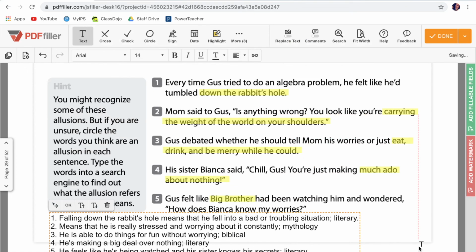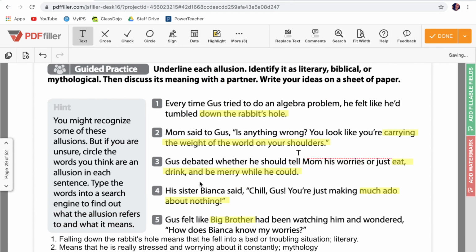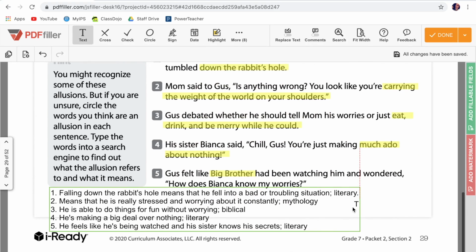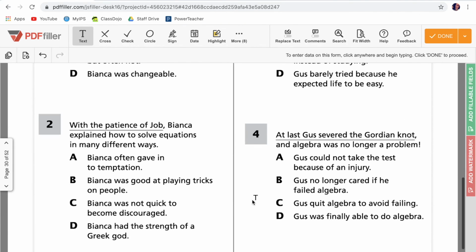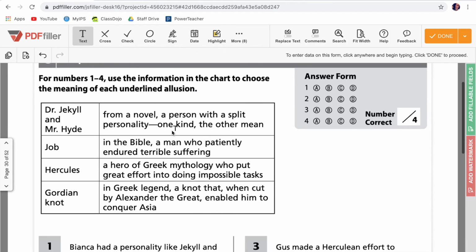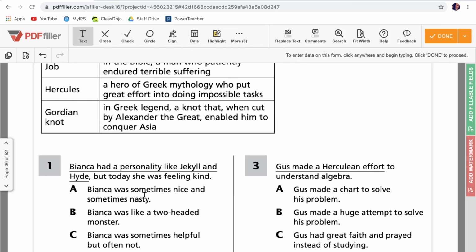So it is totally okay to Google where these allusions come from, just like we did. I honestly didn't know. I knew where a couple of these allusions had come from, but I didn't know where all of them had come from. So it's totally fine to look those sorts of things up. So what you're going to do here, I don't think you have to look up anything, because they give you a chart with where the allusion came from. So whether it's biblical, literary, mythological, all of that is in this chart. And then you guys just have to find the meaning of that allusion based on where it came from and the context in the sentence.